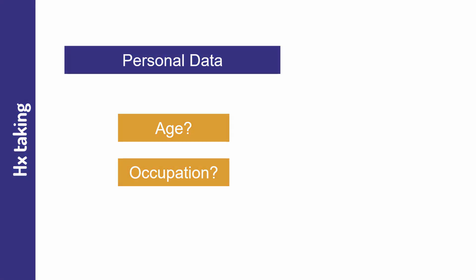You ask for the personal data, the age. The younger the age group, you think more of a mechanical cause. If the patient is more than 50 years old, you should keep secondaries and osteoporotic compression fracture in mind. The occupation will also give a clue, whether his job involves lifting weight or sitting for a long time, as with IT people or a driver.